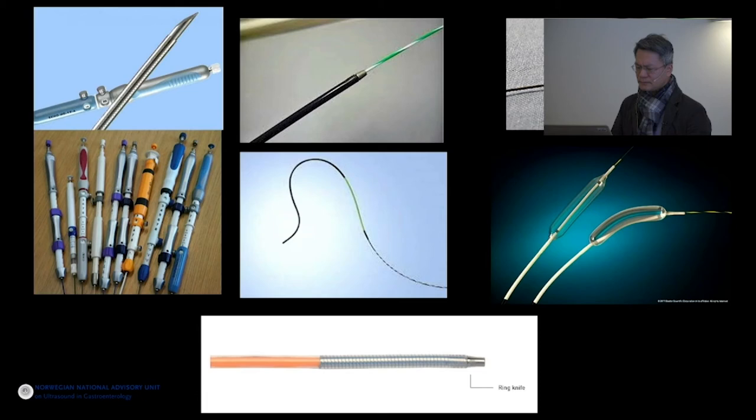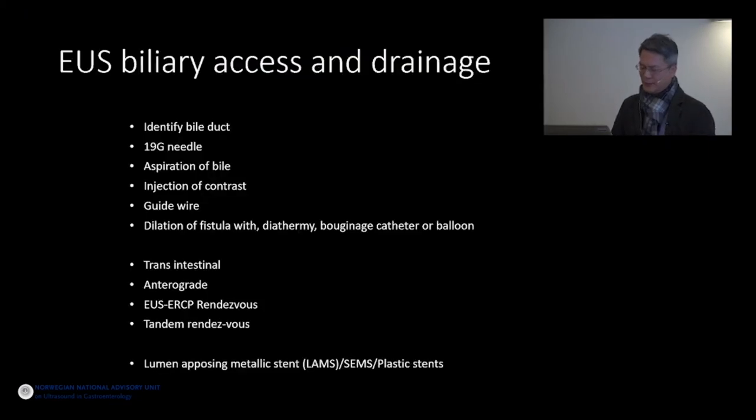Then you place a guide wire, and then you need a ring knife or cystotome and a dilator or balloon over the guide wire to access the area of interest. And then you do the dilatation, and then from there the path differs depending on the kind of clinical situation you have.